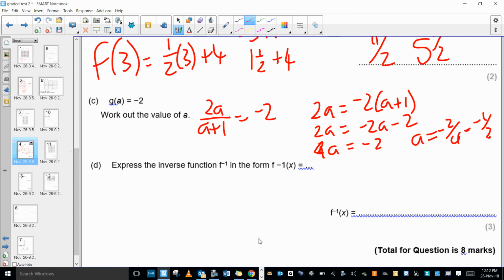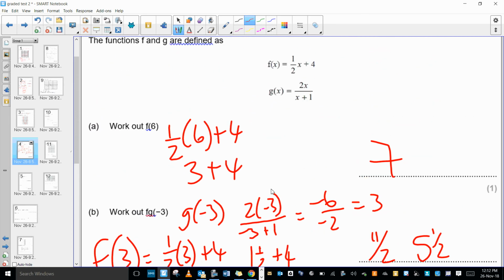Express the inverse function of f. So what was f? f is a half x plus 4.